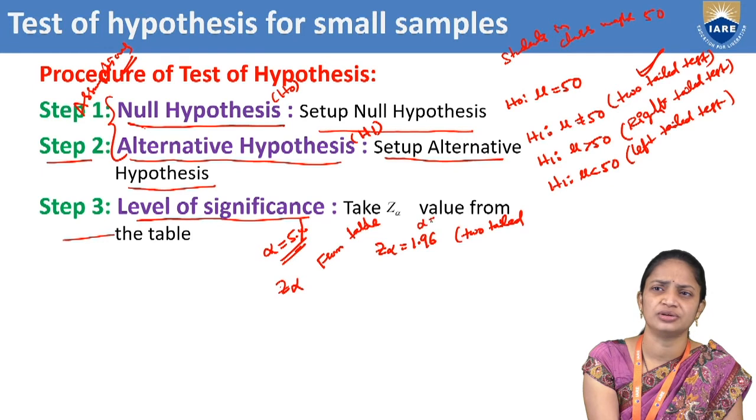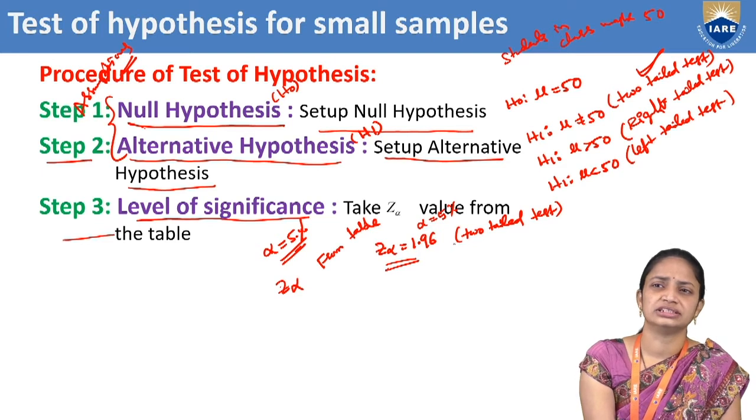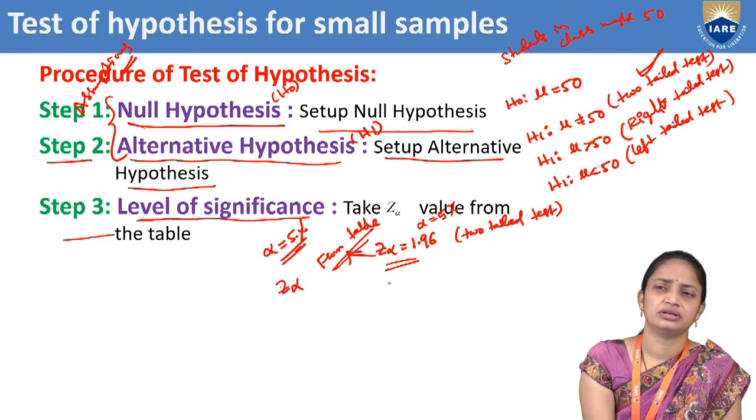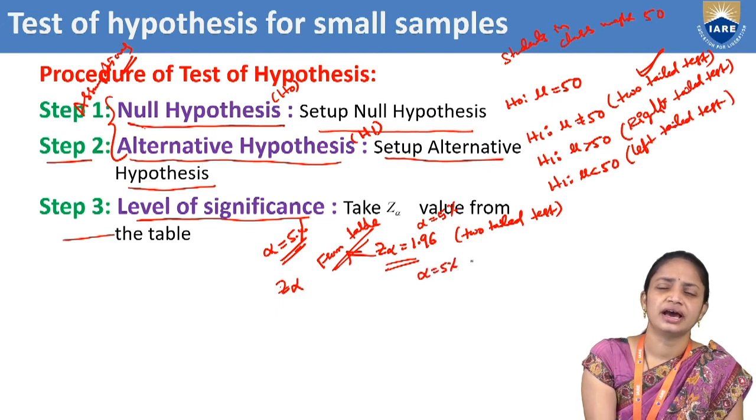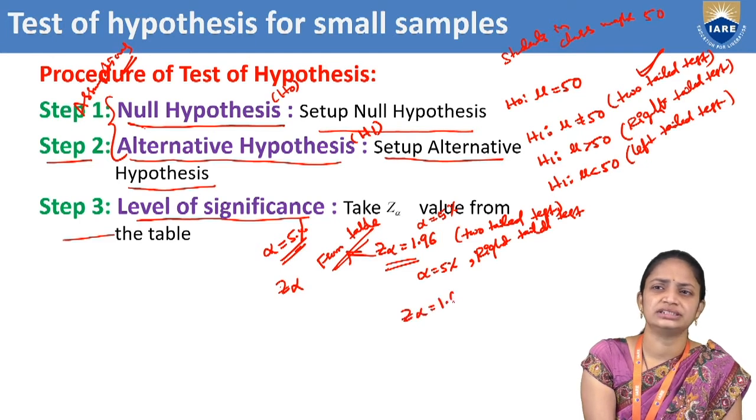So alpha value is 5%. In a two-tailed test, the Z alpha is 1.96. So we have to take this value from the table. Like that, if alpha equal to 5% in a right-tailed test, then Z alpha is 1.645. Okay. So this also we have to take from the table.